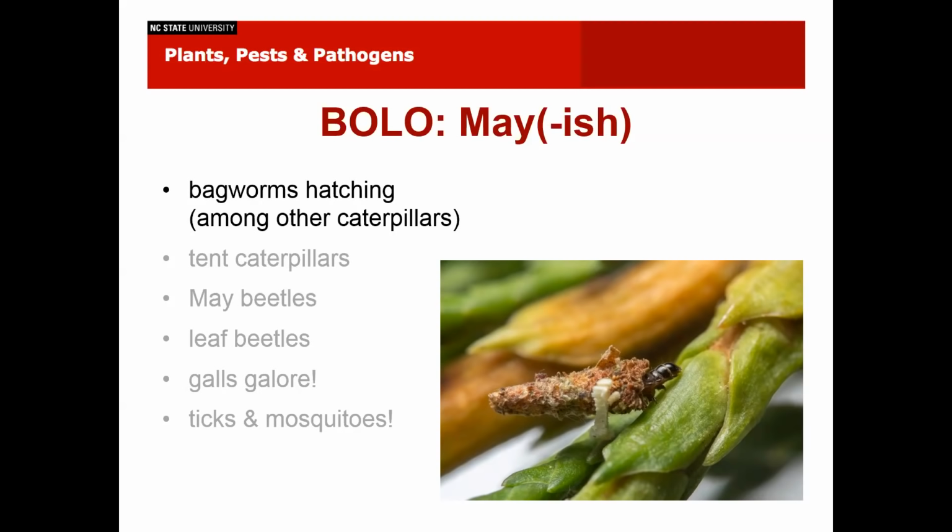So if you have plants that are often attacked by them, go out, beat some of the branches onto a sheet, and see if you can find these tiny, tiny bagworm babies. They will have the little bags, but that's going to be the best time to treat.